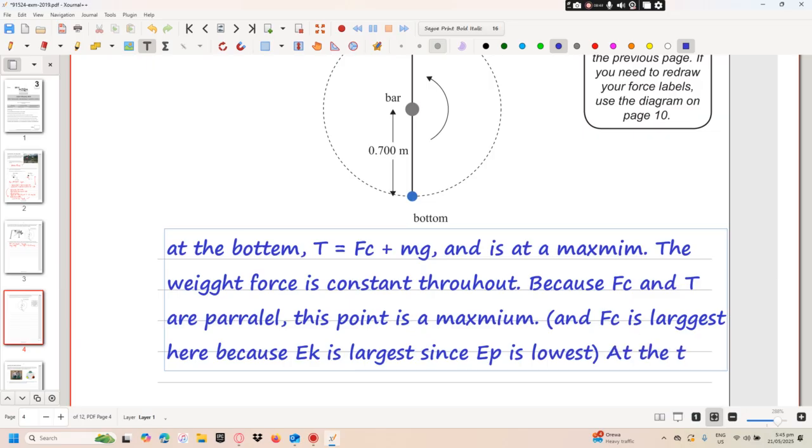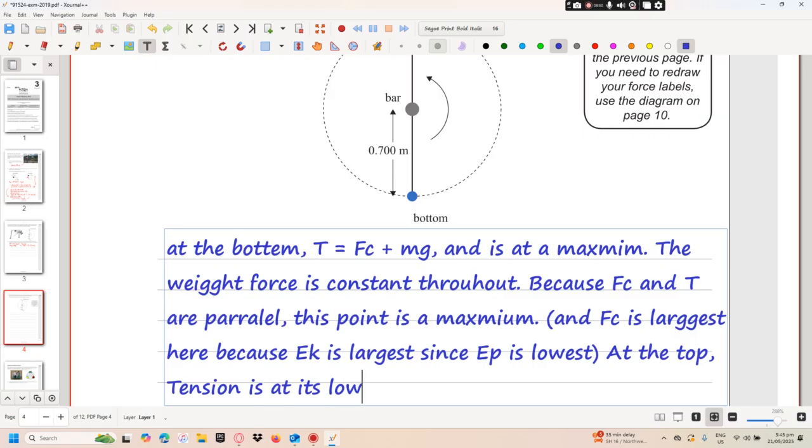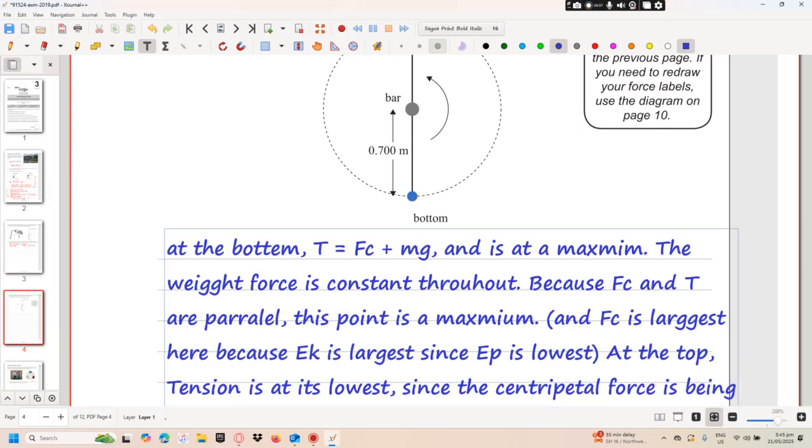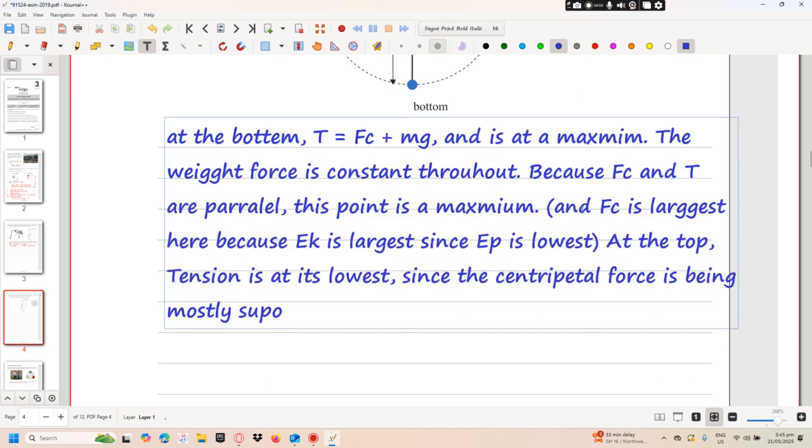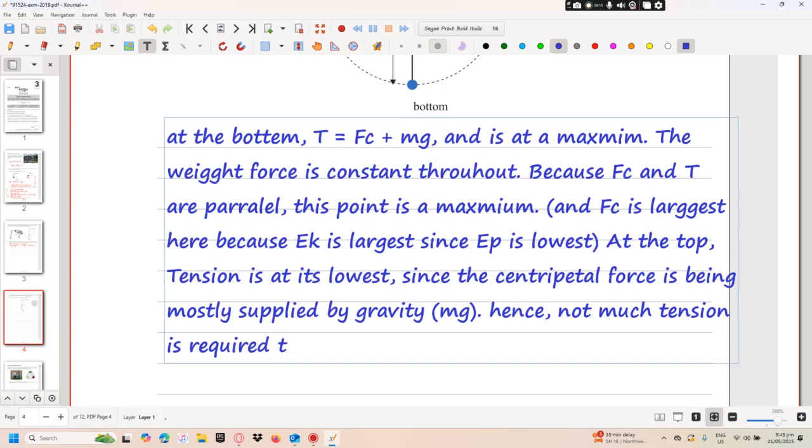Okay. At the top, tension is at its lowest since the centripetal force is being mostly supplied by gravity. Hence, not much tension is required to continue circular motion. Something like that seems fair enough.